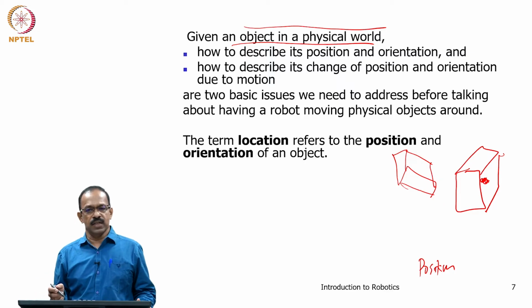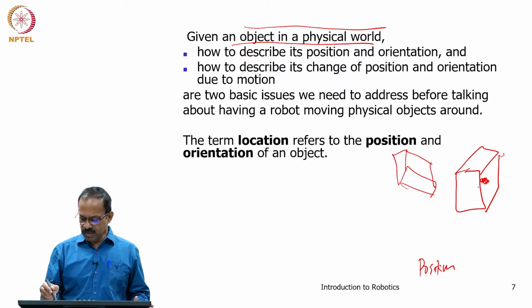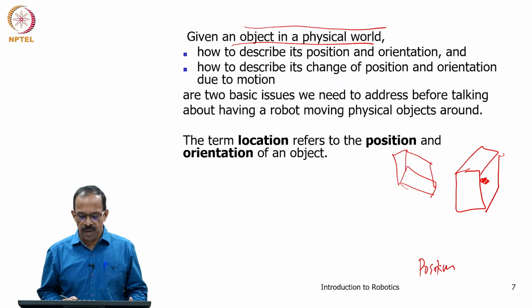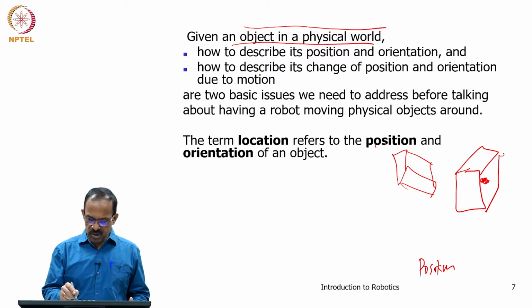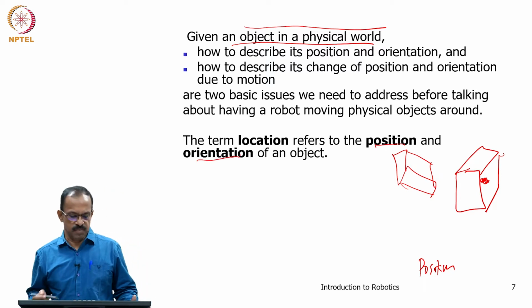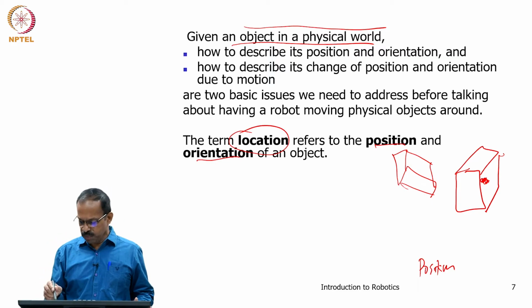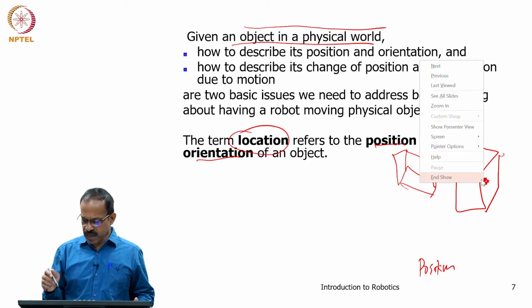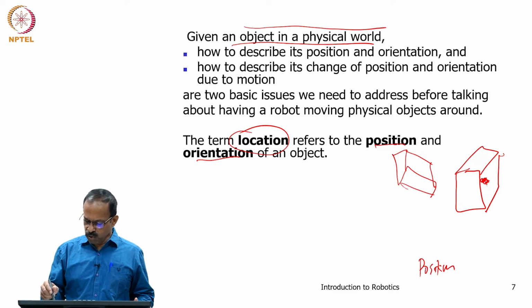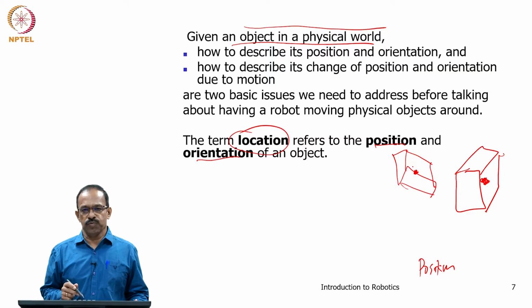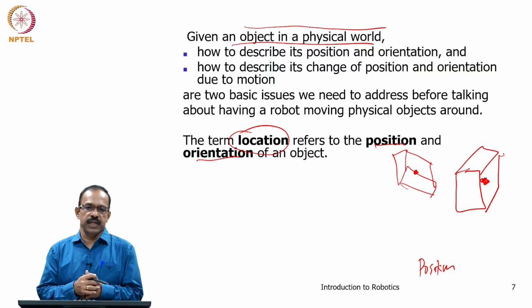Both are the same object, but if it is at the same position and you place it in this orientation, it becomes a different representation. So, how do we represent the position and orientation of an object, which is basically the location of an object, and how do we describe its change of position? Now, this object has moved from here. This was the initial position, and it has moved to here. How do we represent this change of position and change of orientation? What way can we represent it mathematically is the question.